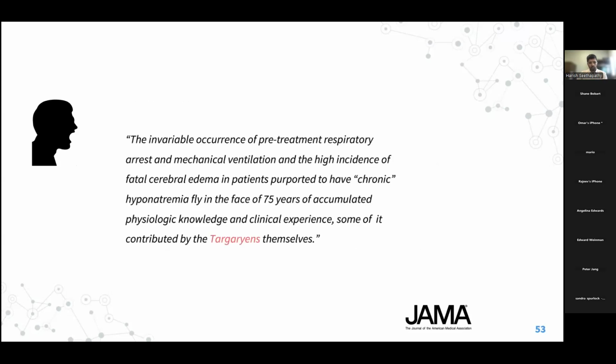The invariable occurrence of pre-treatment respiratory arrest and mechanical ventilation and the high incidence of fatal cerebral edema in patients purported to have chronic hyponatremia fly in the face of 25 years of accumulated physiologic knowledge and clinical experience, some of it contributed by the Targaryens themselves.